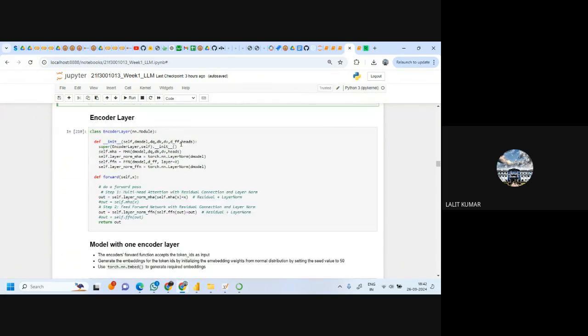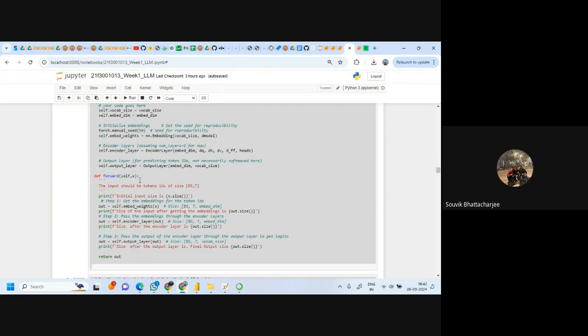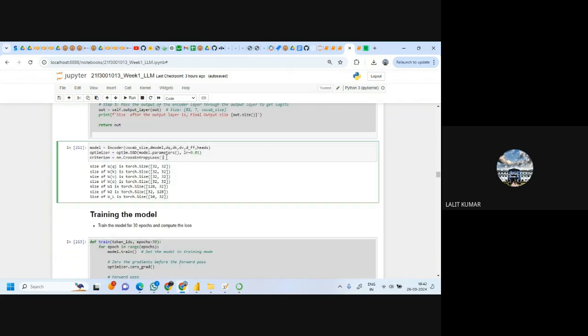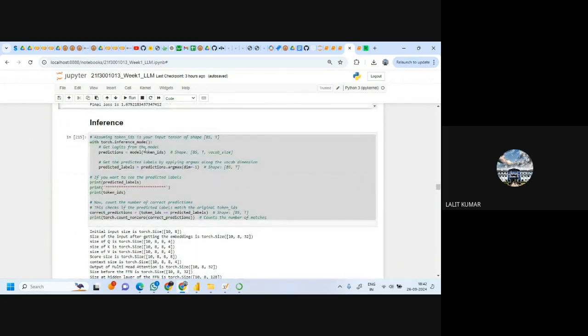And finally, encompassing all these layers, I have defined the encoder. In the encoder, I'm using the embedding. First we get the embedding, then we pass through the entire encoder layer. After the encoder layer, whatever I get, I pass it to the output layer. Then I define the model with this, and then training with 30 epochs. Then the inference is the same, which I covered just now: we take the argmax, and with the argmax we check against the token IDs how many we have got correct.